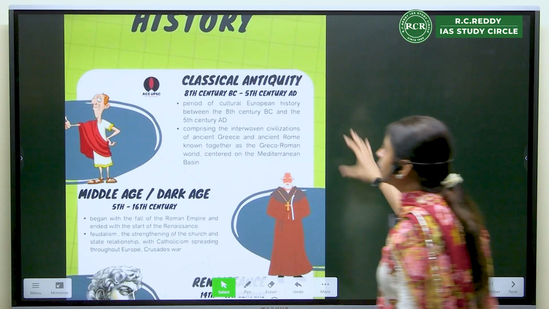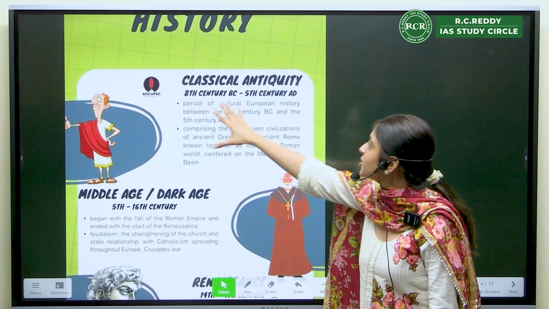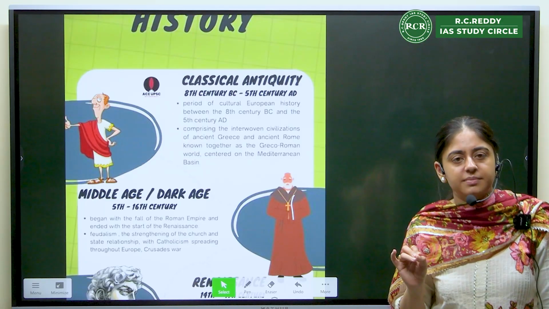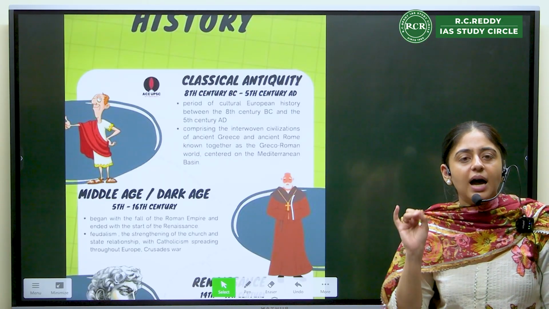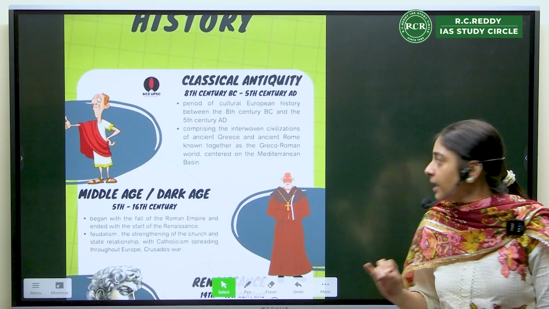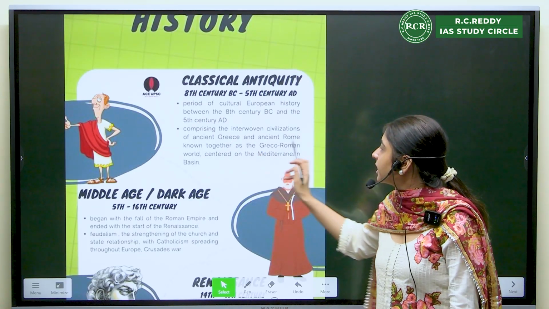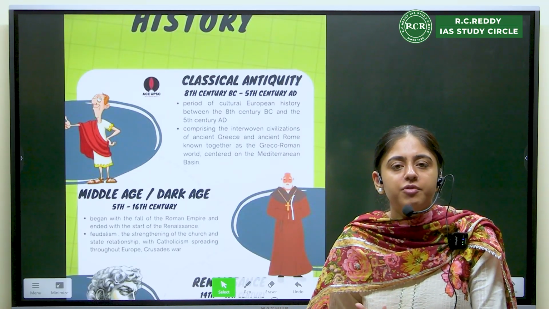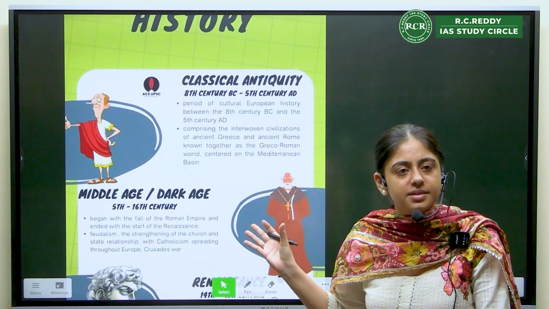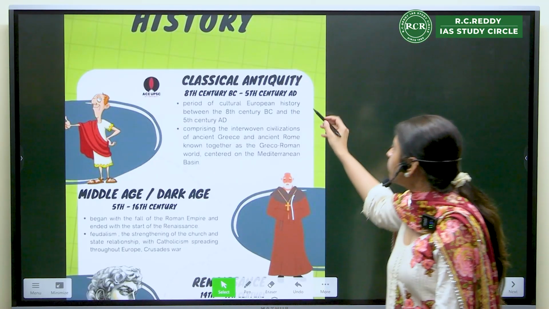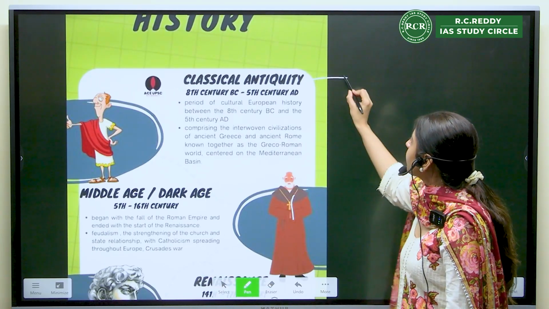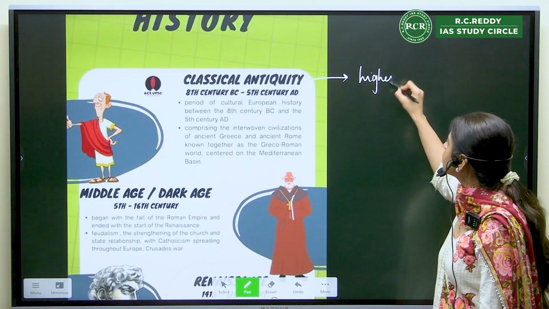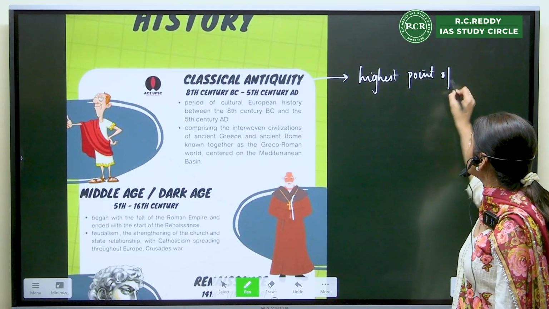So when we are talking about European society, there was an age from 8th century BC to 5th century AD, which was known as classical antiquity phase, where Europe was at the heights of cultural achievements. Here at this point of time, ancient Greece, Rome, etc., they were very developed. In fact, the nascent form of democracy started here only, in Greece. So at this point of time, European civilization was at its highest point of cultural development.